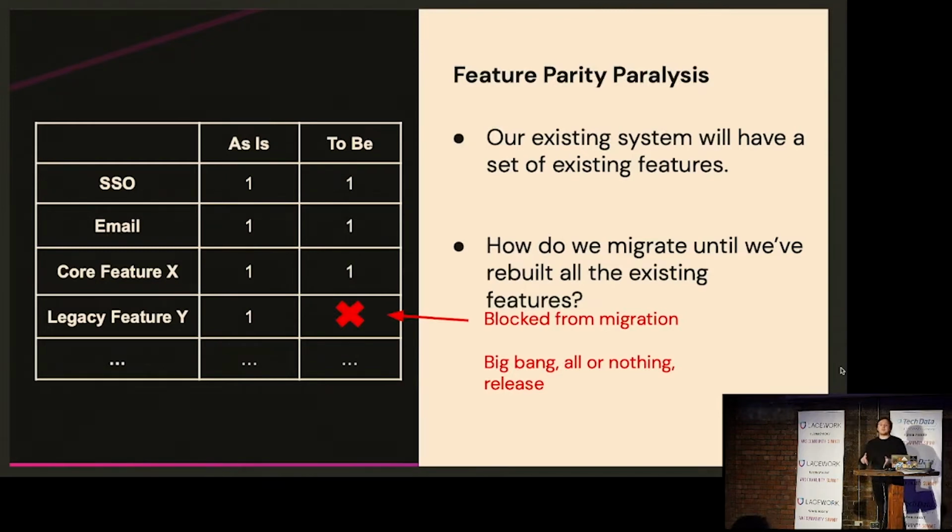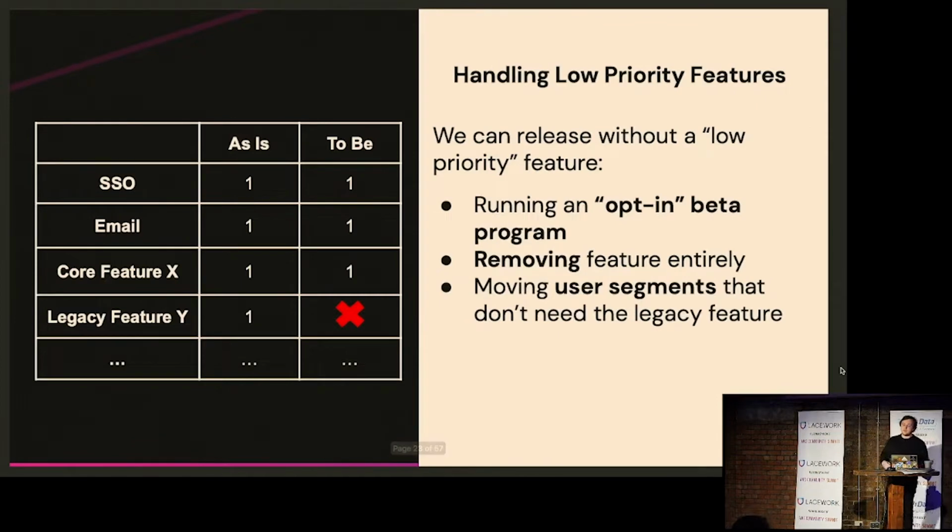We have a new application in the new architecture with some of the features, but not all of them. How do we ship if we don't necessarily have all the features of the existing system? Now, if it's a legacy feature that's maybe not used by everybody, there are a few things we can do to work around it. We could run an opt-in program where some users choose to move to the new version of the application because it's faster, because it's more reactive, because maybe it has some additional features, but they know they're losing out on some legacy features they may not be using.